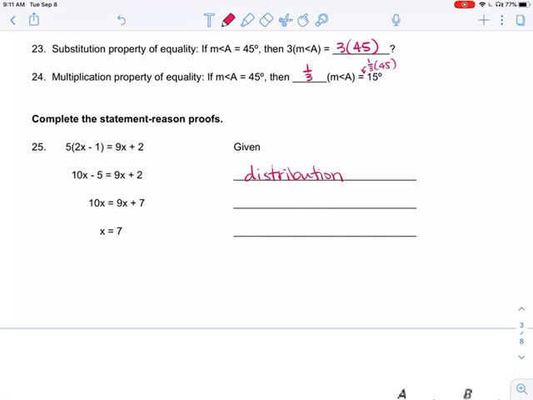So you could put distribution, you could also put distributive. Be sure to follow what's happening and what they are moving. So in this case, we are moving the 5 through addition, and then we are subtracting the 9x.